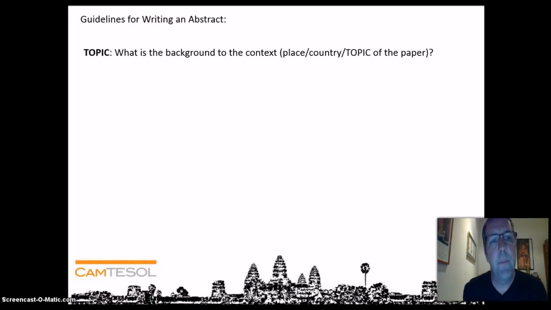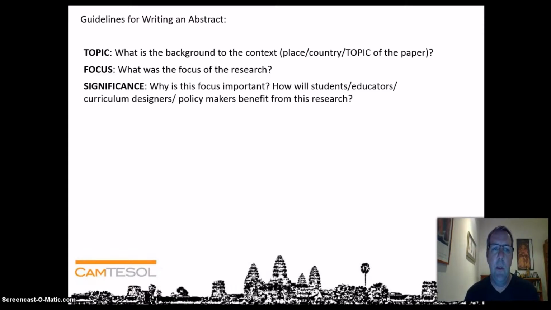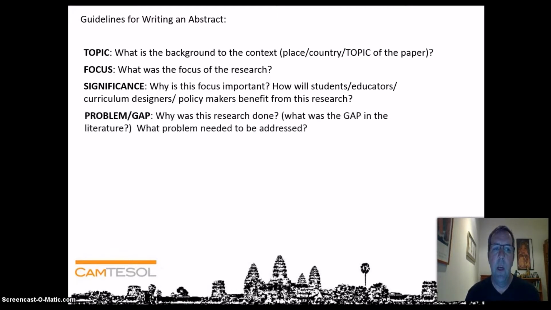The first one is the topic. What is the background to the context? So the place, the country, and basically the topic of the paper. You need to include that. Second, the focus. What was the focus of the research? What was the research about? Third, significance. Why is this focus important? How will students, educators, curriculum designers, policymakers benefit from this research? So that's important to include.